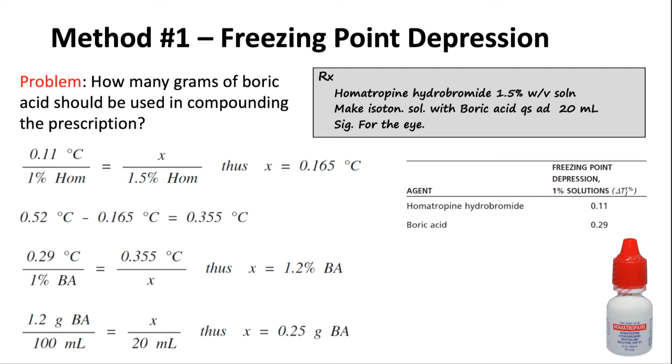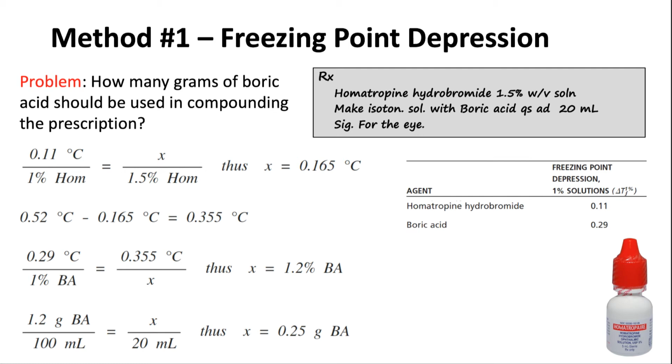The only last step is the fact that, well, I got 1.2%, but I need to know the actual grams of boric acid to make my 20 milliliters be 1.2%. So let's set up the proportion of 1.2%, meaning 1.2 grams of boric acid for every 100 mils. Set that equal to x over 20 milliliters. Solve for x by taking 1.2 times 20 divided by 100, and we see numerically the answer is 0.25, and the units would be grams of boric acid.